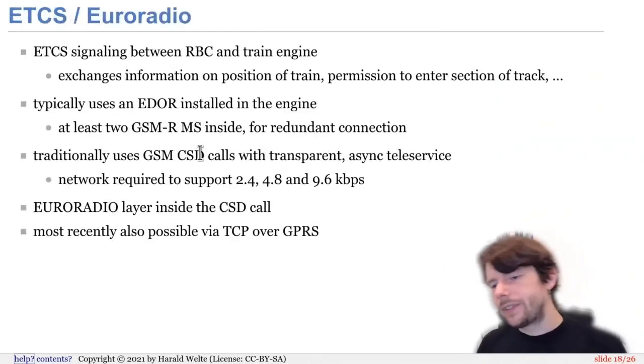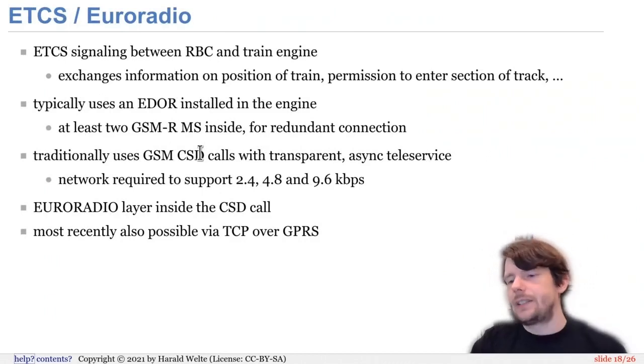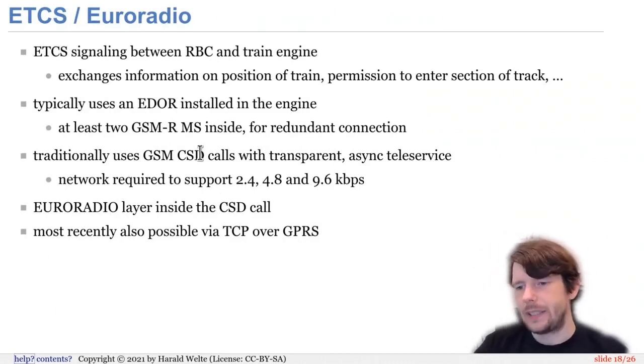Okay, so that's all the voice part, which is nice and fine. Now let's get to the data part, the ETCS part. So the European Train Control System, as I mentioned, that's signaling between the RBC and the train engine. And signaling in this context doesn't mean signaling in the context of cellular networks, but signaling in terms of railway operations. And that means, for example, the position of the train, and also permissions whether or not a train is permitted to enter a certain section of a track.